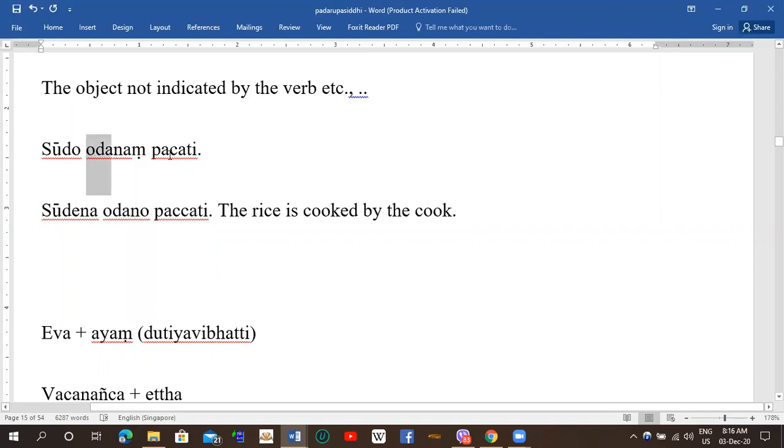Odano pachati. Odano, you know, the object. In this sentence, the verb pachati indicates the meaning of the agent or subject, so here, sudo. In this case, the nominative case is used to express the meaning of the stem. Here also the same, the nominative case. The meaning of the agent is expressed, indicated by the verb pachati. In the same way, odano also.